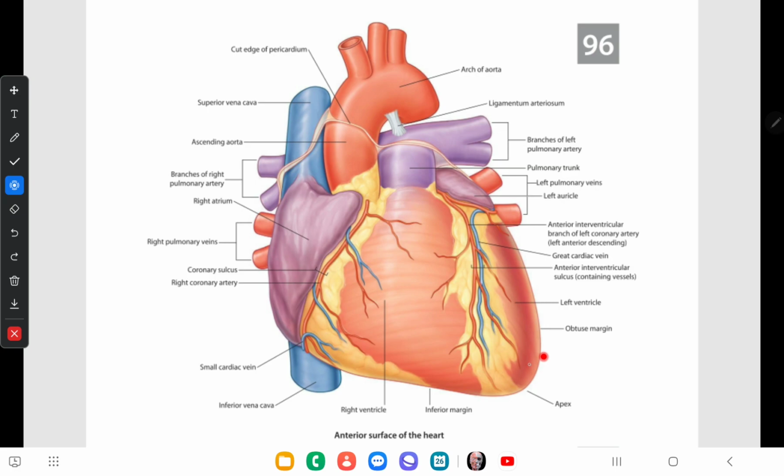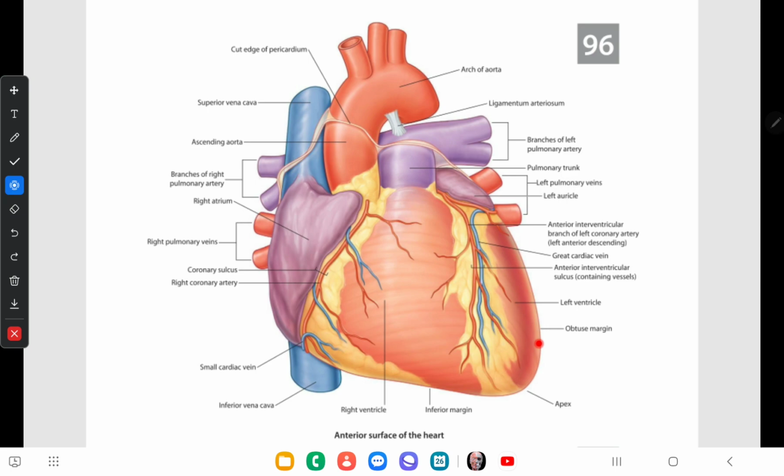You have to know where the apex is located. It is very important in clinical anatomy. When we auscultate the apex beat, you have to know where it is situated. This apex is mainly formed by the left ventricle, and it is directed downwards, forwards and to the left. The apex lies at the level of the fifth left intercostal space, 9 centimeters away from the midline, on the left side. In a living subject, this apex beat can be palpated, and sometimes we can see it as well.